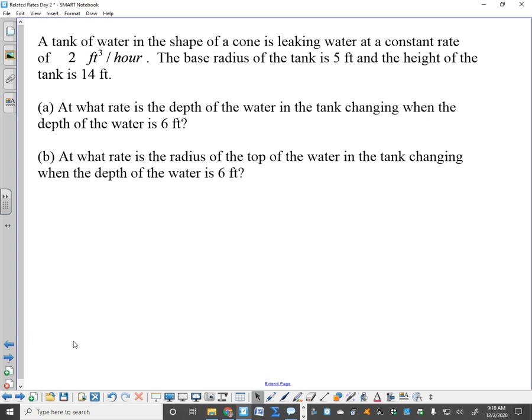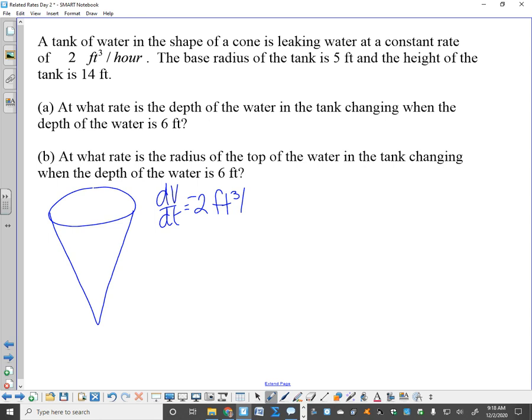So a tank of water in the shape of a cone is leaking water at a constant rate. Okay. Gonna need a cone for this one. Here we go. It is leaking water at a constant rate of 2 feet cubed per hour. That is volume. dV dt equals negative, because it's leaking, 2 feet cubed per hour. The base radius of the tank is 5 feet.